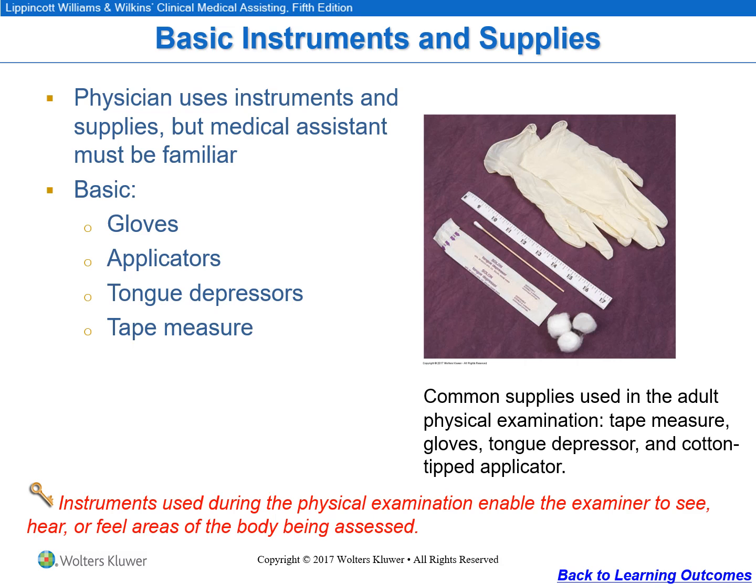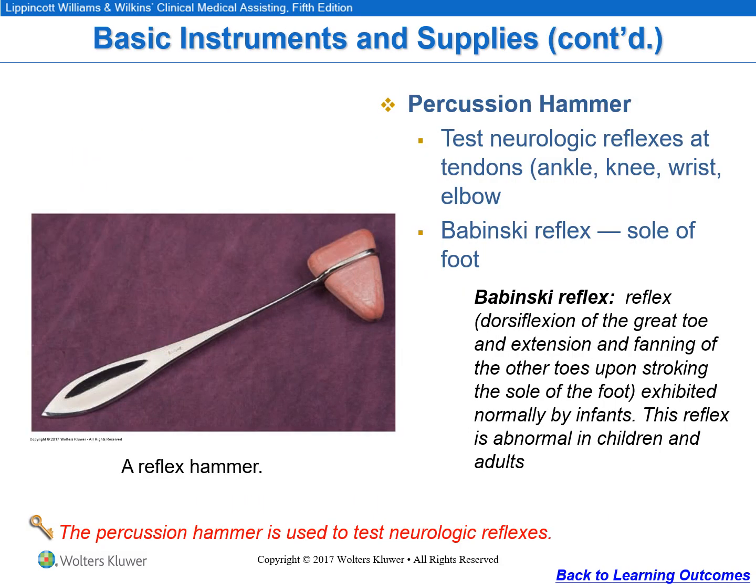And this is just going to review a few of the most common ones, but again, in your textbook and the textbook PowerPoints and other things, you might find some more. So a common instrument is the percussion hammer, reflex hammer. This is going to check the neurological reflexes, the knees, the ankles, wrists, elbows.